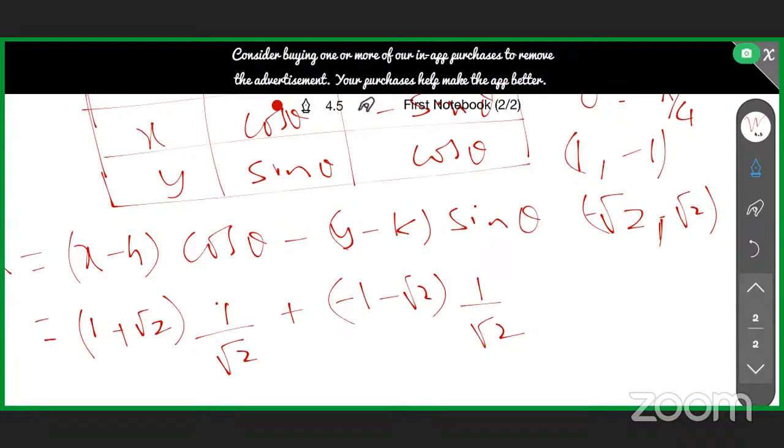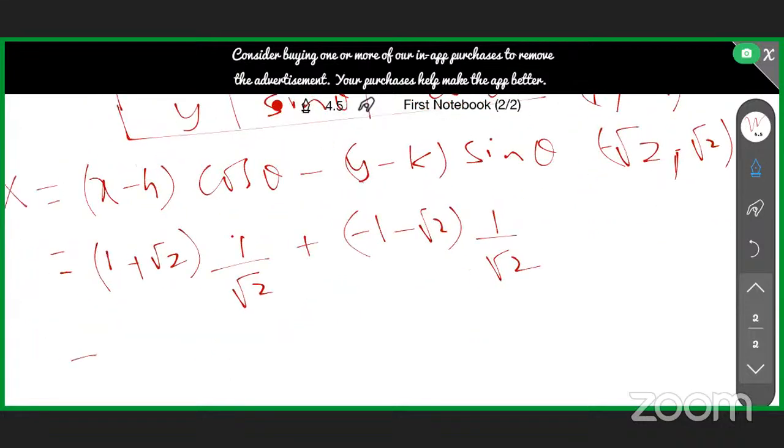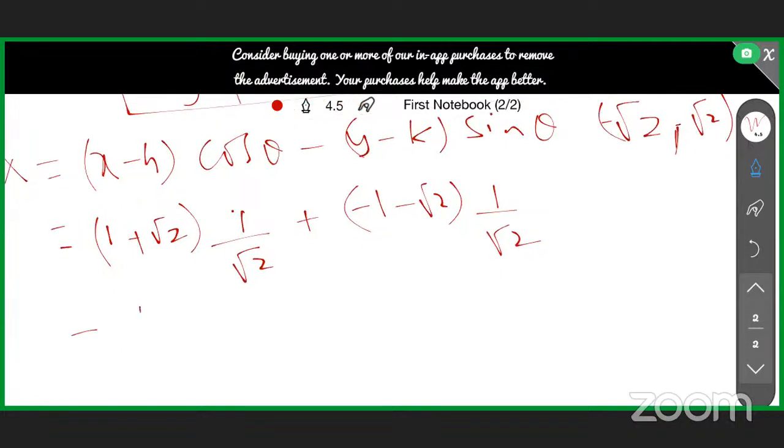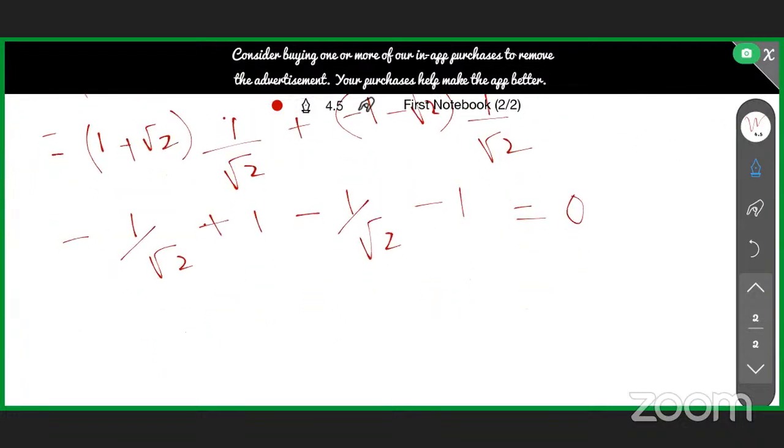If I simplify this, it becomes 1 by root 2 plus root 2, the root 2s cancel, plus 1 minus 1 by root 2 minus 1, that is equal to 0. Do you understand this simplification?